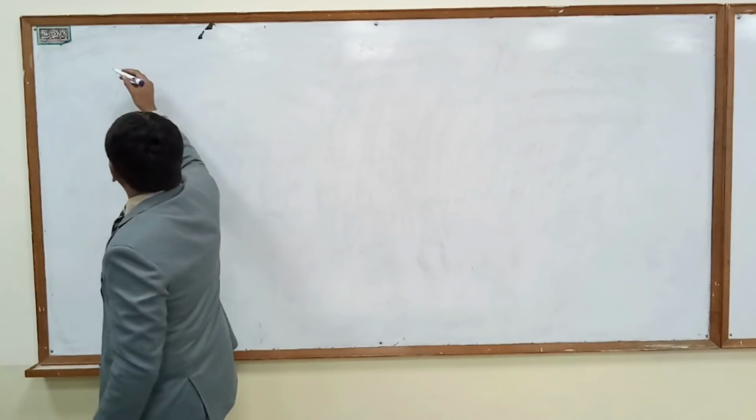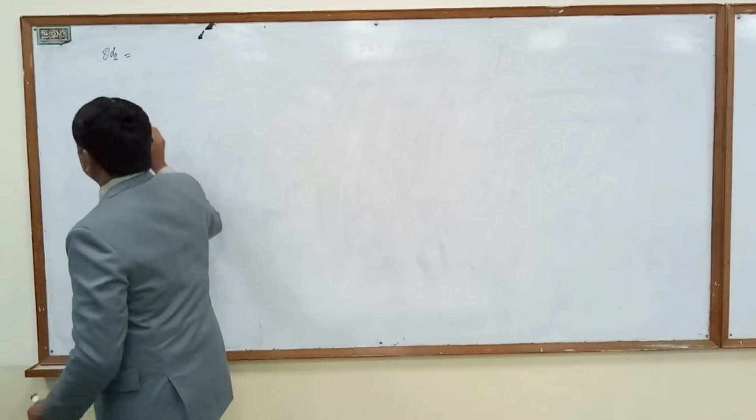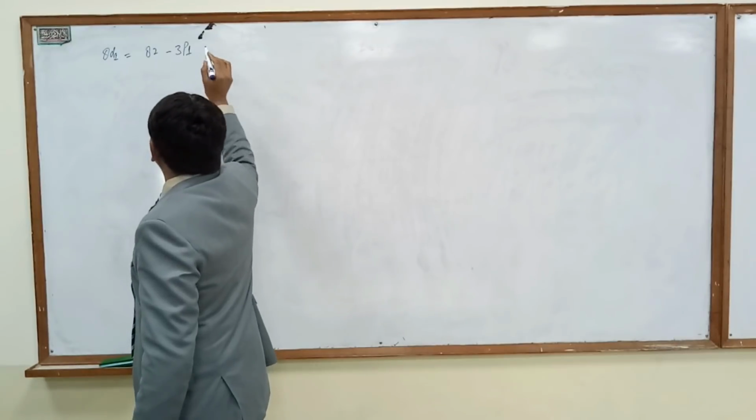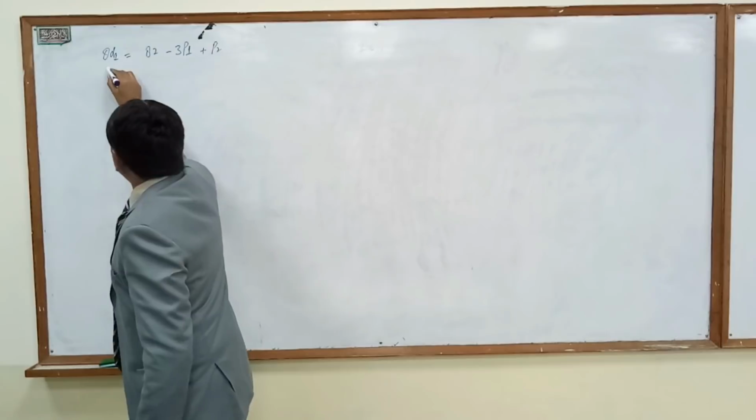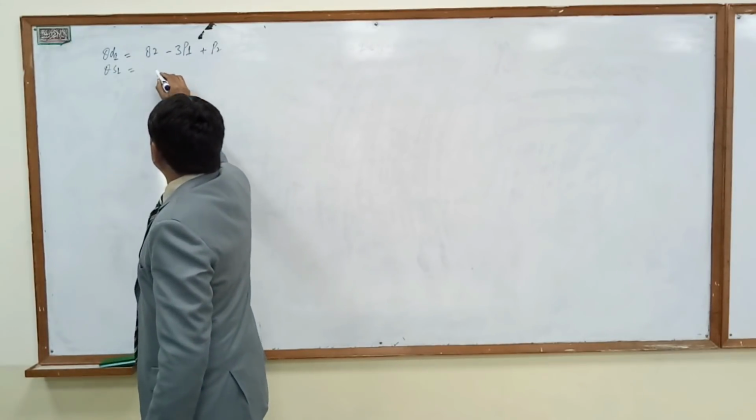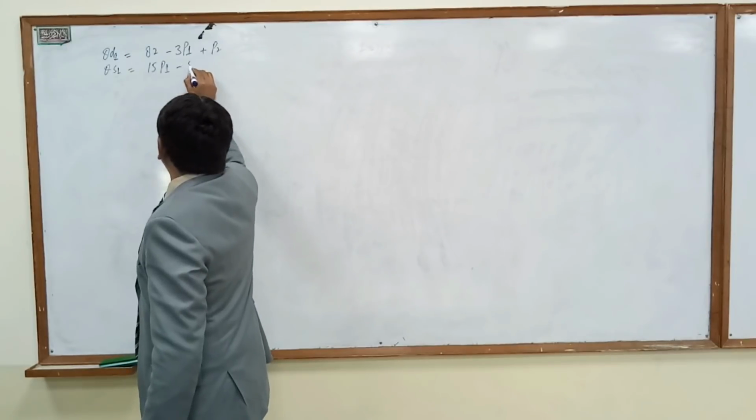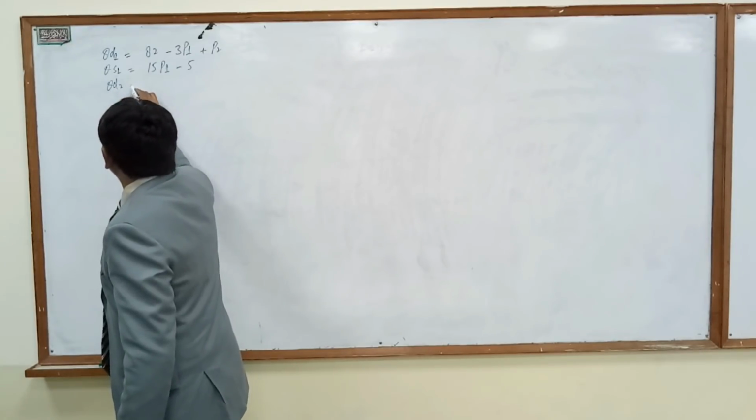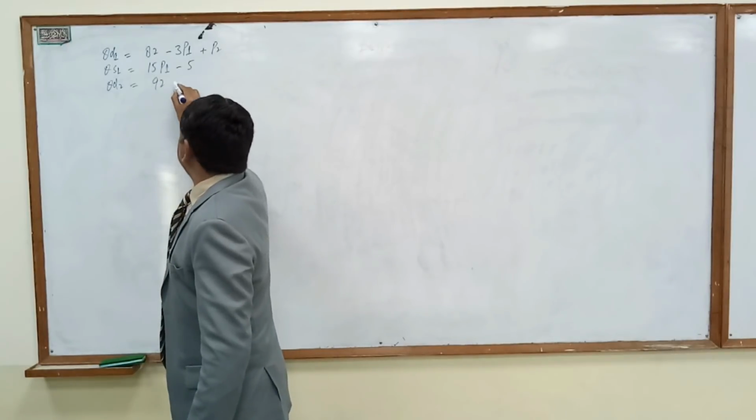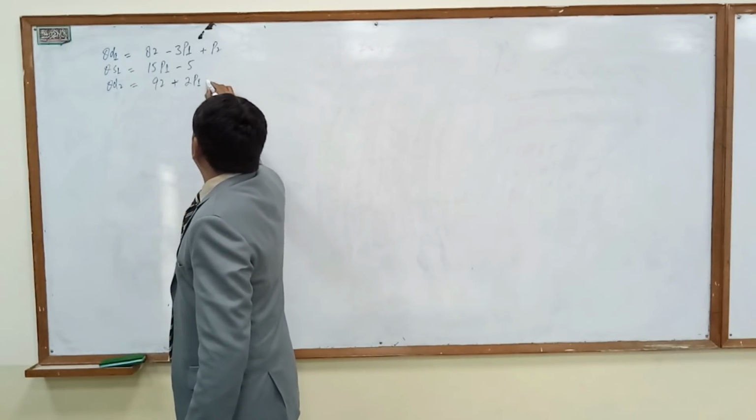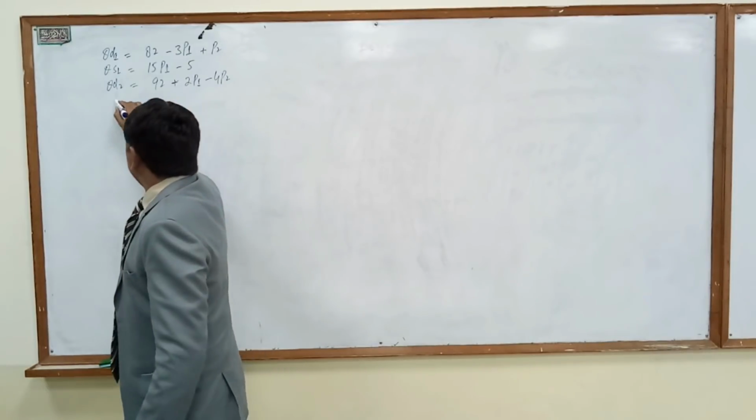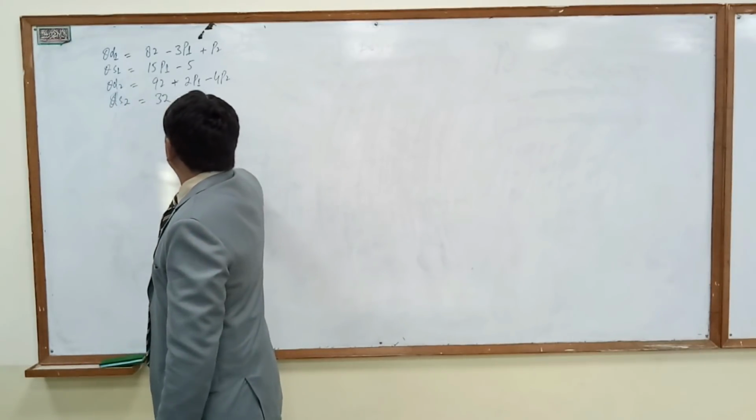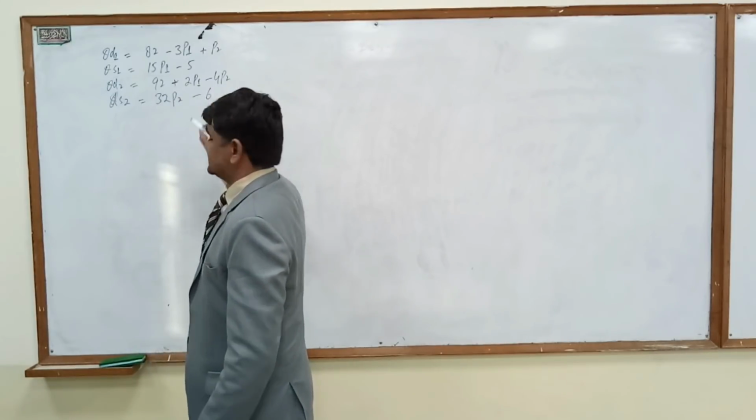So we have these functions. Qd1 is equal to 82 minus 3p1 plus p2. Qs1 is equal to 15p1 minus 5. The third equation is Qd2 is equal to 92 plus 2p1 minus 4p2. Qs2 is equal to 32p2 minus 6.